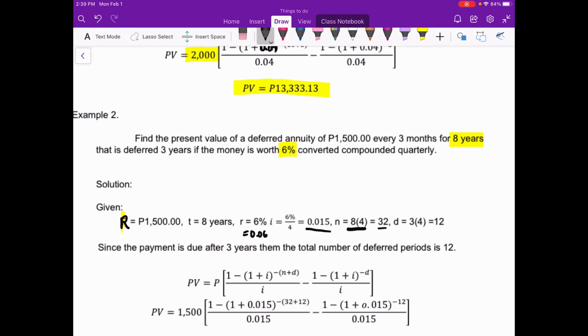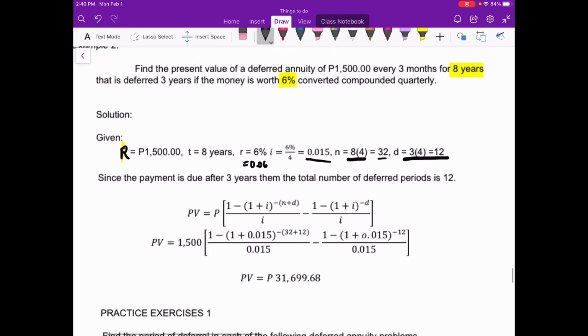And then for our deferred payments, it says here, D is equal to 3 times 4. Why is it 3 times 4? Because it says the payment is due after 3 years. So it means the whole 3 years is your number of deferred payments. Okay? But if it says at the end of 3 years, it means the third year is not included. Here it says after, so it is included. So, we have here 3 times 4, which is 12.